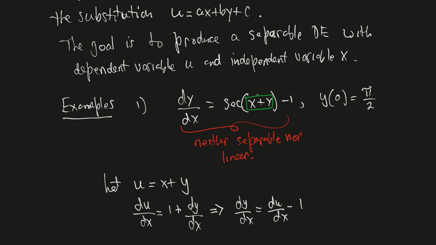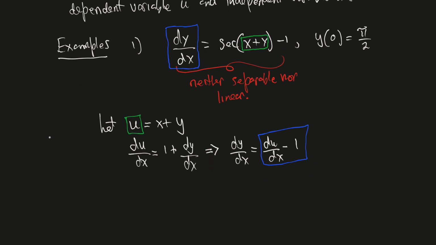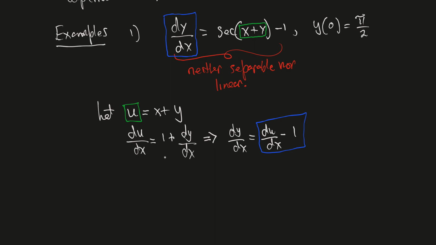So this that I've boxed off in green is going to become u, and this that I have in blue is going to be my dy dx. And that's how I can convert this differential equation where my dependent variable is y into one where my dependent variable is u, right? And hopefully it's one that we can solve by separation of variables. So let's see what it looks like when I convert it over.